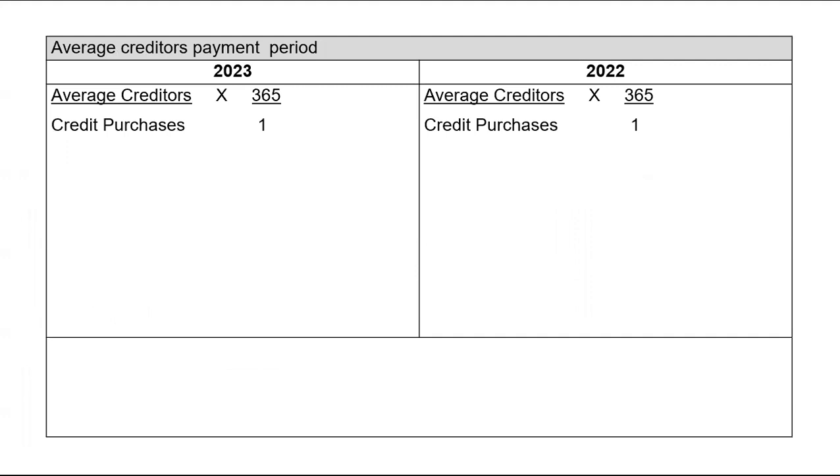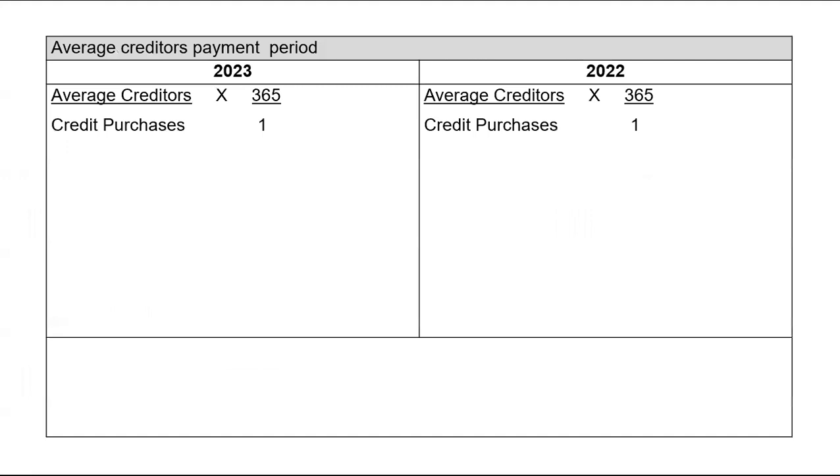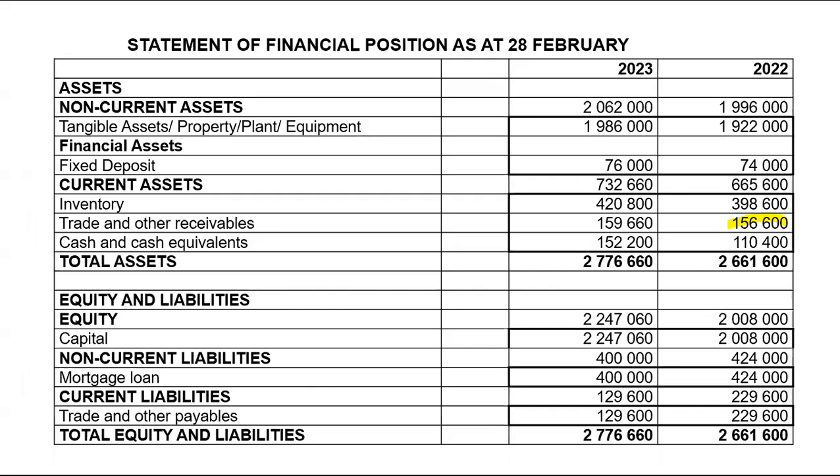Now, trade and other payables for this year plus trade and other payables for last year. How does it work? Let's look. That information will be found in your statement of financial position, under current liabilities. Trade and other payables for this year amounted to 129,600. You will add it with 229,600 and divide the answer by 2, and then divide the whole thing by your credit purchases for this year.